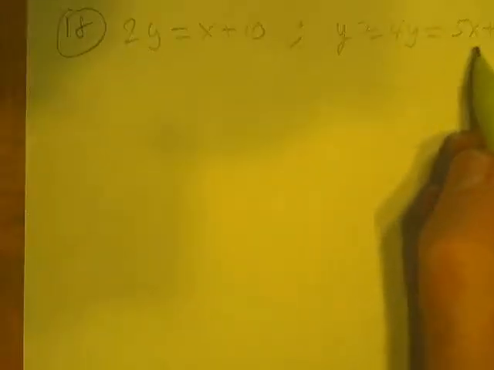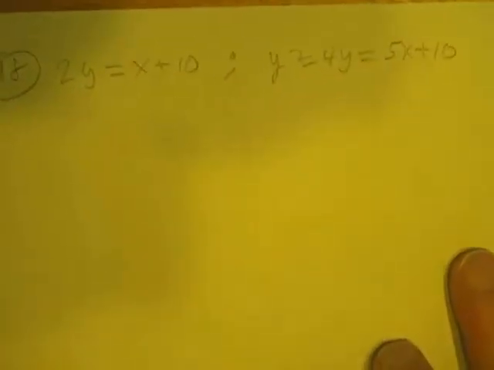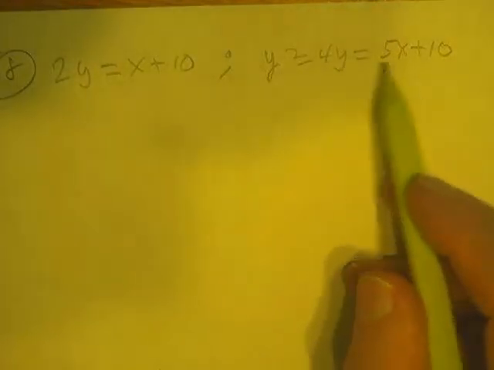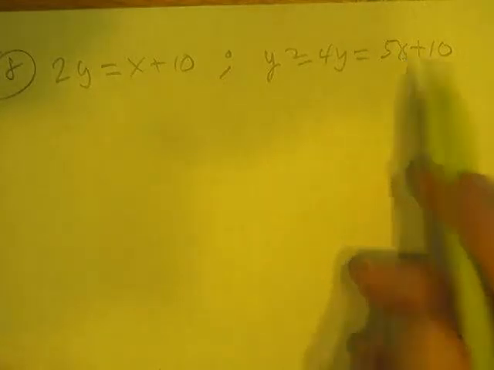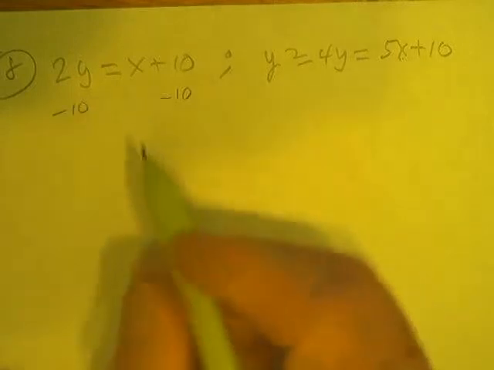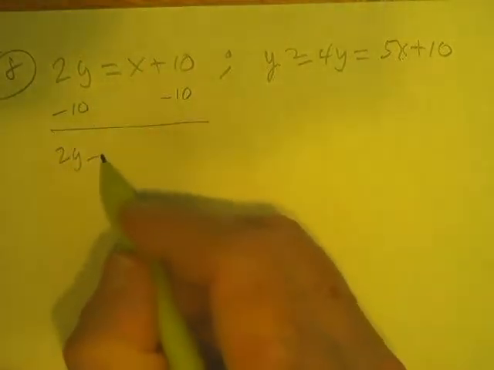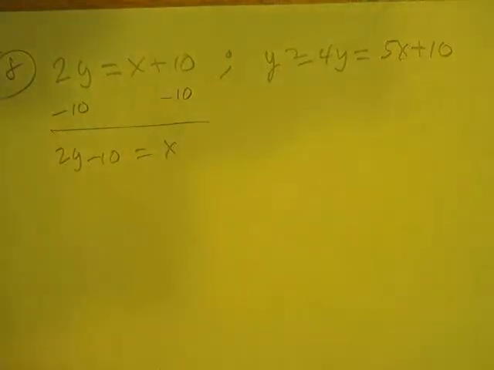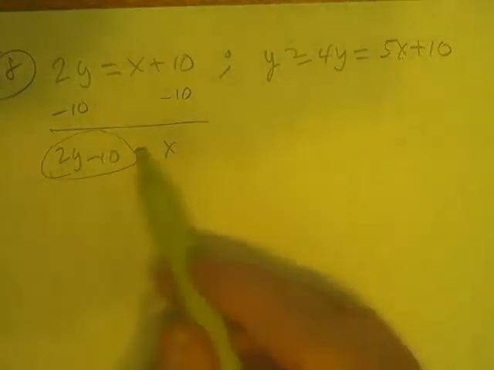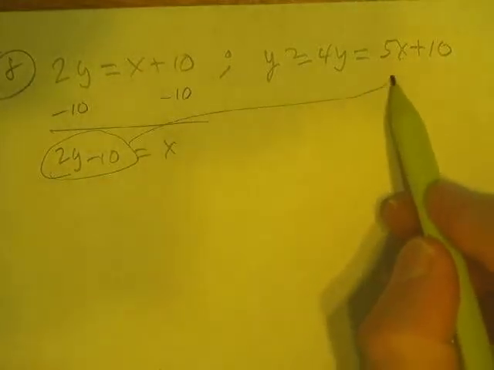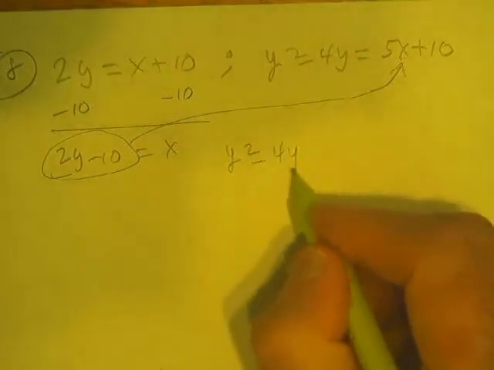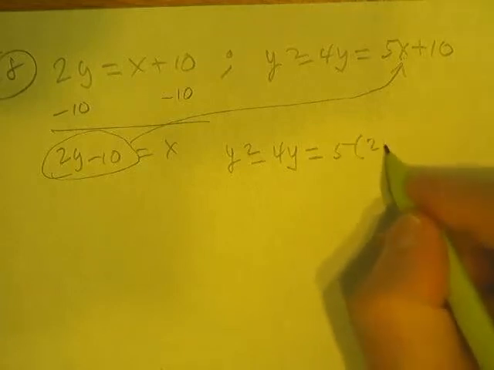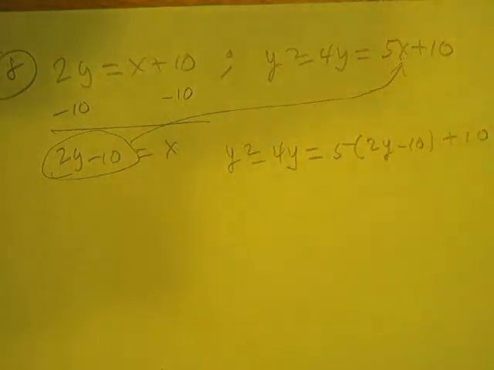Okay. Let's see. Oh boy. I think I want to take x out of this one. Just think about what you've got here. Y squared and y. I really need this to be a y, which means I need to take that x out of there. So let's come over here and subtract 10. 2y minus 10 equals x. And then I can take this and put it right there for x. In the second one, that'd give me y squared minus 4y on this side, 5 times 2y minus 10 plus 10 on that side.